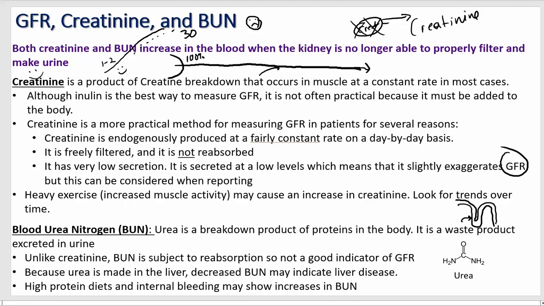Now we can compare urea and creatinine, and if we see a BUN to creatinine ratio where the BUN is increasing at a faster rate, well, it's got some secretion going on, which changes that, so we can see that that's an early indicator of kidney problems. Okay, but we just need to know how it works. So high protein diets and internal bleeding may also show increases in BUN, so anything that's going to cause a release of proteins and the breakdown of proteins.